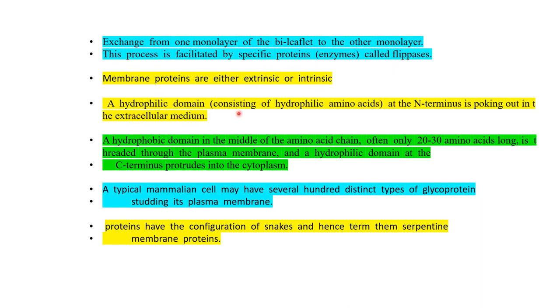A hydrophilic domain consists of hydrophilic amino acids at the end terminus poking out in the extracellular medium. A hydrophobic domain in the middle of the amino acid chain, which is 20 to 30 amino acids long, is threaded through the plasma membrane, and a hydrophilic domain at the C terminus protrudes in the cytoplasm. A typical mammalian cell may have several hundred distinct types of glycoprotein studding its plasma membrane. Proteins have the configuration of snakes, and hence are termed serpentine membrane proteins.